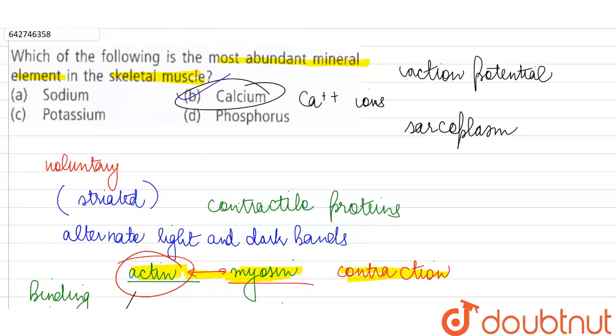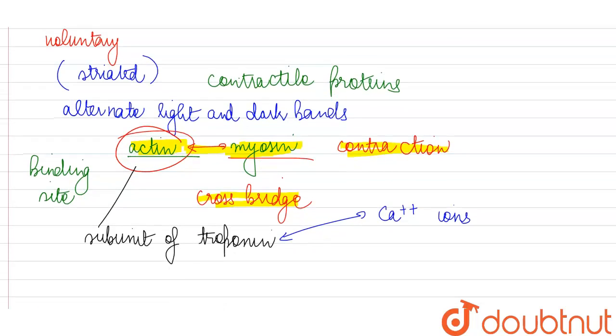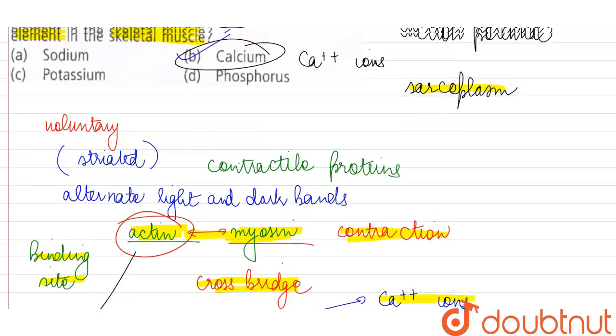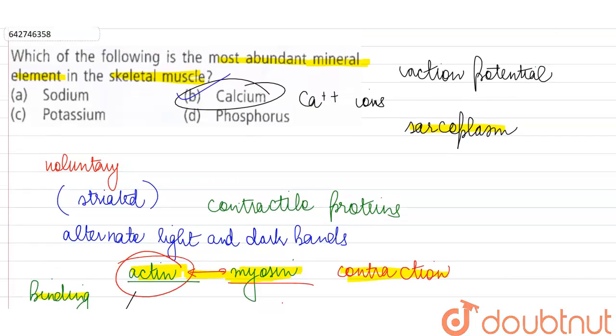Option B, calcium, is our correct answer over here, because the calcium ions released in the sarcoplasm help in unmasking the binding site, which is hidden by troponin, by binding with this troponin subunit, and then actin and myosin can bind with each other and the muscle can contract.